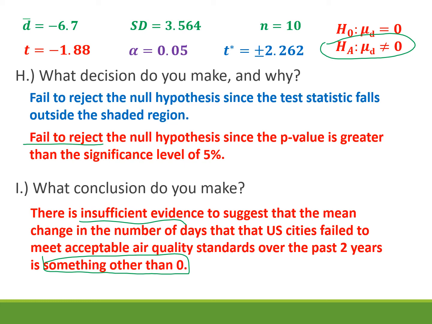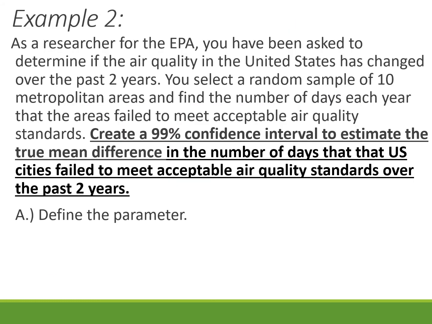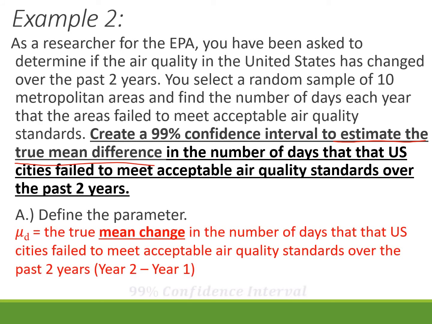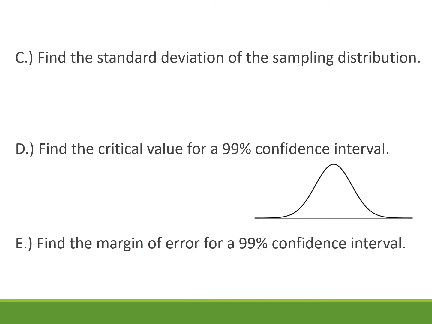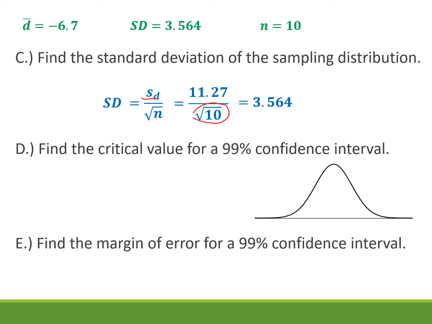In example 2, let's use the same problem to create a 99% confidence interval to estimate the true mean difference in the number of days that the U.S. cities failed to meet acceptable air quality standards over the past 2 years. Parameter is the same thing, and as noted, we're going to find a 99% confidence interval. Standard deviation is found the same way we did for the hypothesis test. We take the standard deviation of the 10 numbers, which was 11.27, divide by square root of the sample size, we get 3.564.